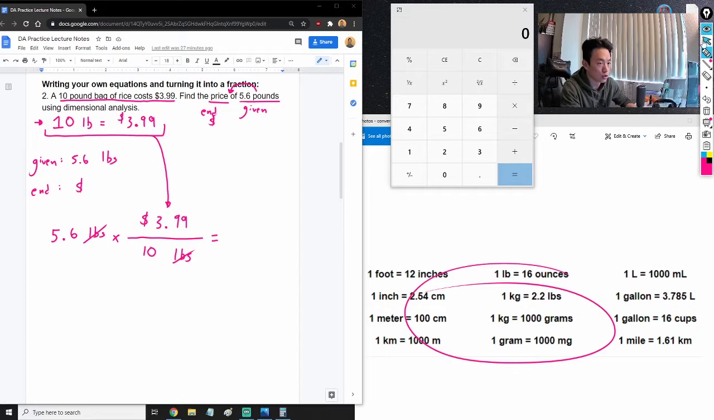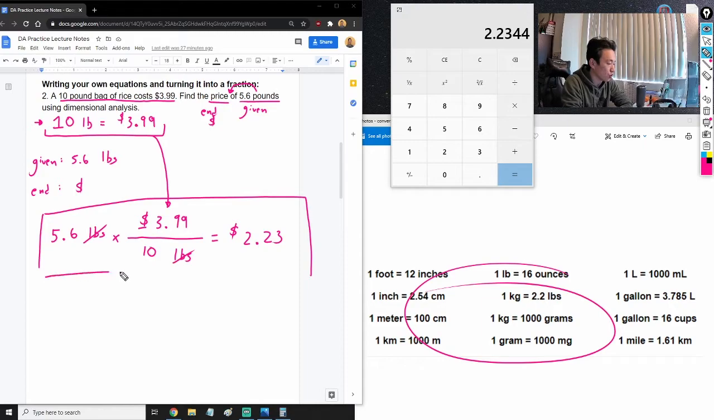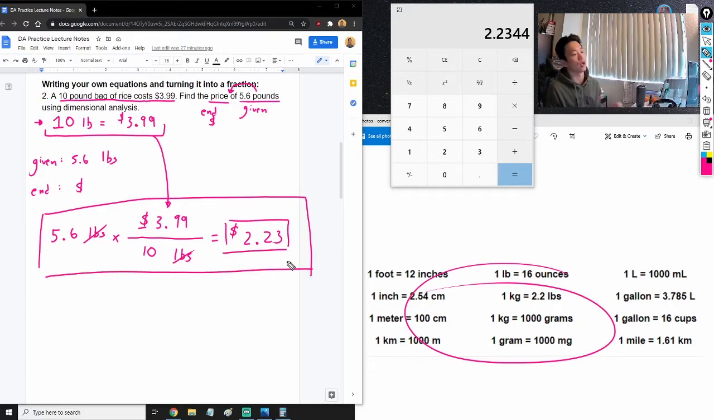Okay, so let's do the math now. You just multiply the tops, divide by the bottom. So we start with 5.6, and you multiply by the top, which is 3.99, and then you divide by what's on the bottom, which is 10. Okay, and there you go. You have your answer. Since our unit is dollars, we're going to put dollars in the front. $2.23. And again, in order to get full credit for this problem, you have to give me this whole thing. You have to give me the fraction and the final answer, which is $2.23.